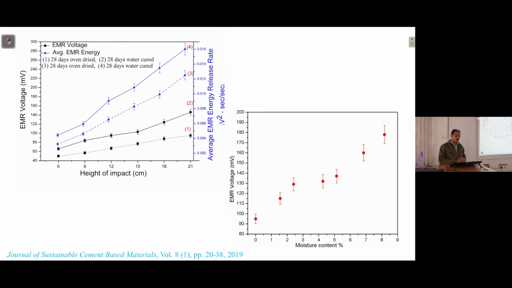So just to confirm that, we have done some experiments with removing the moisture content also. These two graphs, maybe you can see, are for the EMR voltage. This one is for when the sample has been cured for 28 days and then taken out, let to dry in air just like that, and then tested. And this one is when you keep it in an oven at a mild temperature, only 100 degrees centigrade.